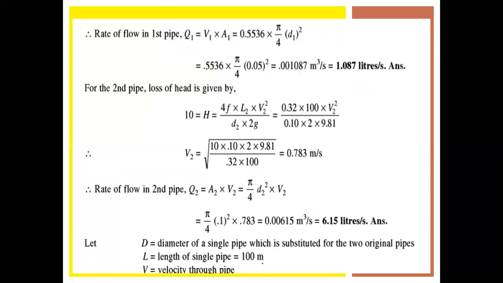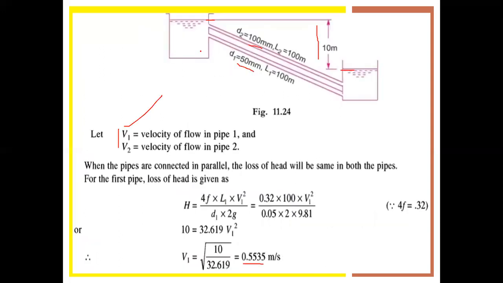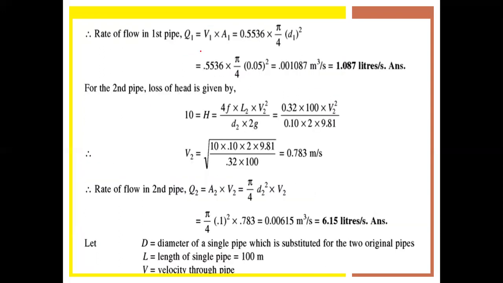Next, what is the rate of flow, the discharge, in the question? The rate of flow of discharge of the first pipe is Q equal to velocity into area. What is the velocity? Velocity V1 we have already solved, 0.5536, into area. Area is pi by 4 d1 square. We know the value of d1. Therefore, Q1 is equal to 1.087.